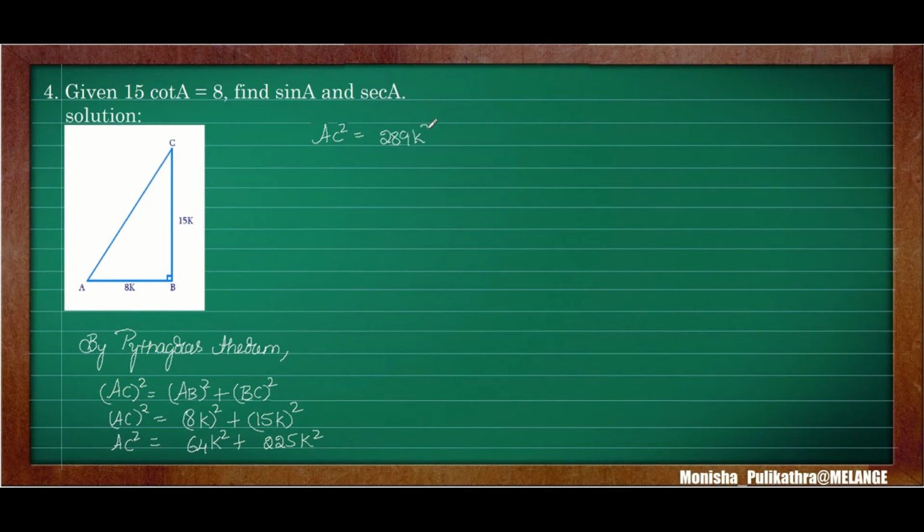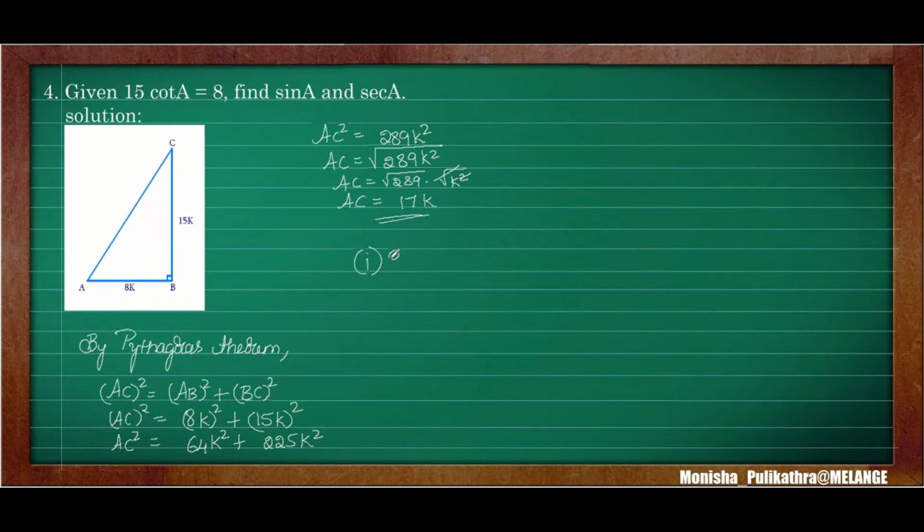So 289k square. Next we will be shifting this square to the square root. So AC is equal to root 289 into root k square. Here the square and root get cancelled. So the value for AC, that is the hypotenuse, is the root of 289, which is 17, since 17 square is 289. So it will become 17k. So this is the hypotenuse. Next we need to find sin A and secant A.